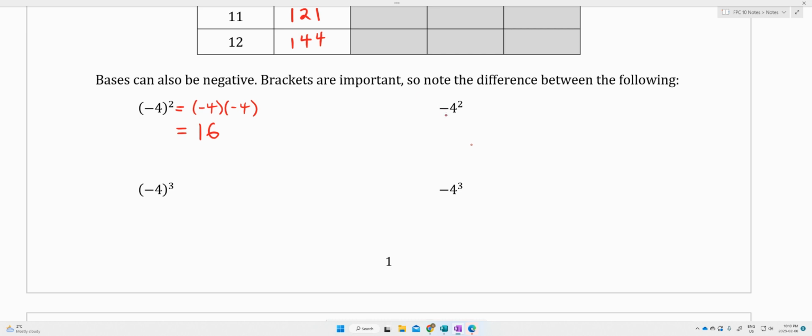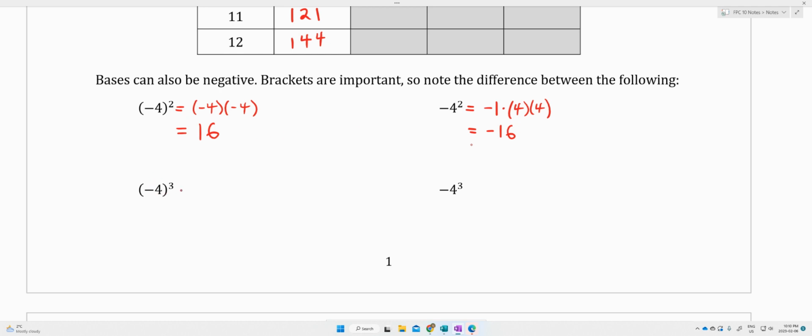If we go over to the right here, we notice there are no brackets. This 2 is only attached to the 4. So if I expand this out, there's actually a -1 multiplying out in front, or a coefficient we call that. And then we have 2 4s being multiplied. So in this case, we only have one negative, which makes our result a negative. So this will be -16 overall when we evaluate.